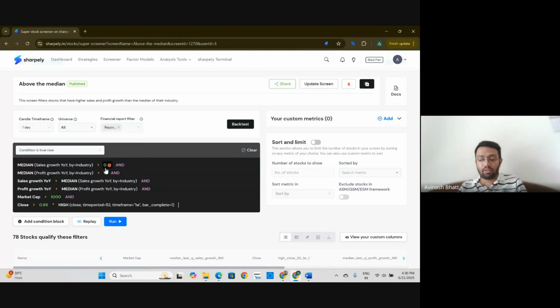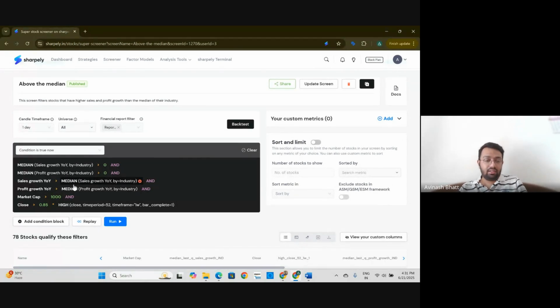Median profit growth year on year should also be greater than zero. Again, we are using the same function, but the metric is different, right? So median sales and profit growth of the industry should be greater than zero. So writing these first two conditions, what we are doing is we are removing the industries itself. Those industries with less than 0% median sales and profit growth on a year-on-year time frame will be removed from the screen, right?